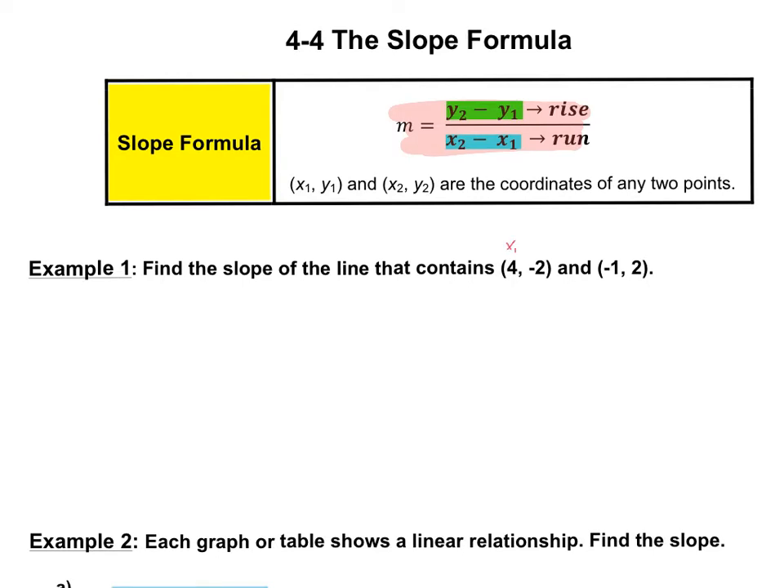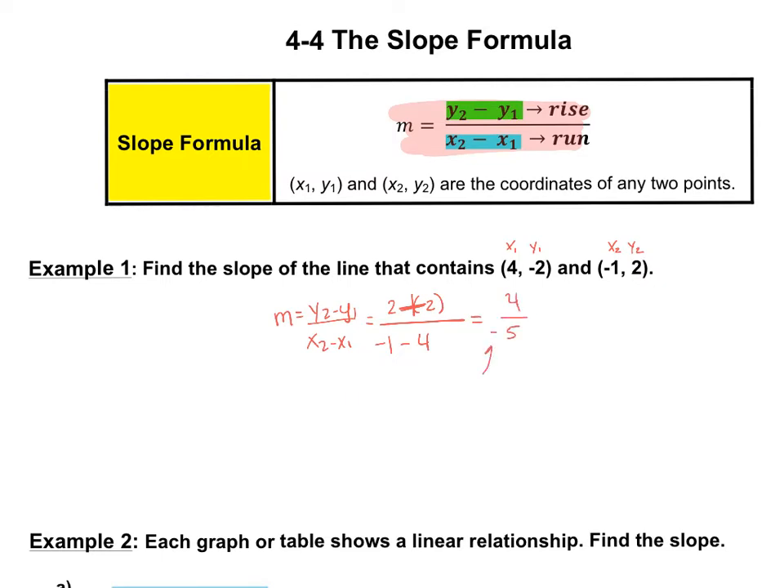Well, remember we have our x, y. The first one is x1, y1, and the second one is x2, y2. I'm going to start with my formula and plug in my numbers. So y2 minus y1, that's a double negative there, so it becomes a plus, over -1 minus 4. 2 plus 2 is 4, and -1 minus 4 is -5.